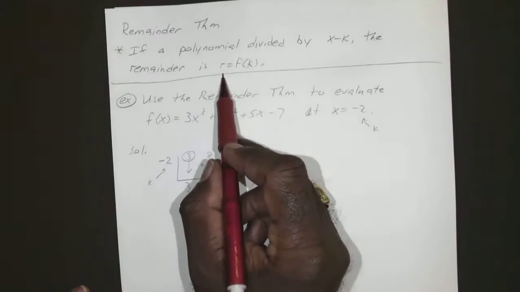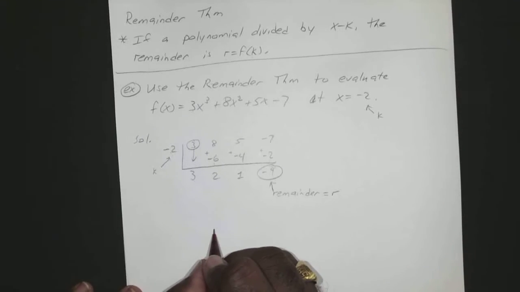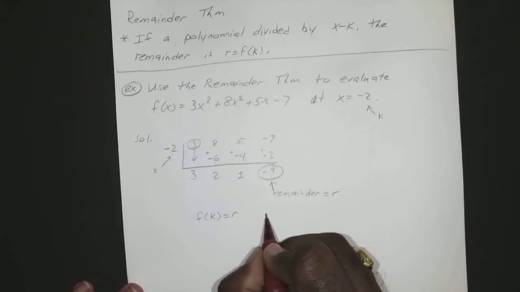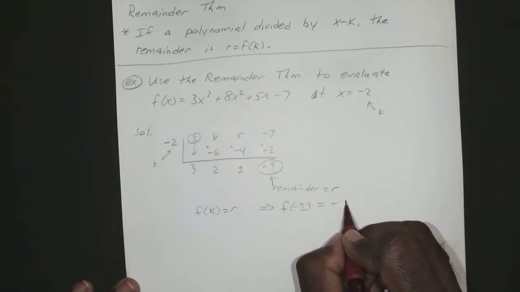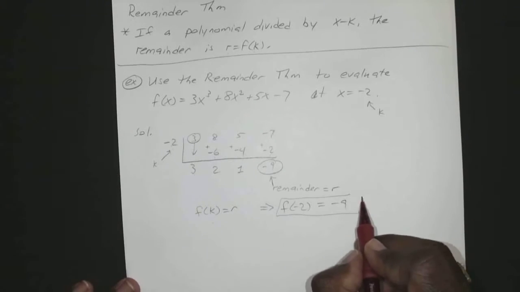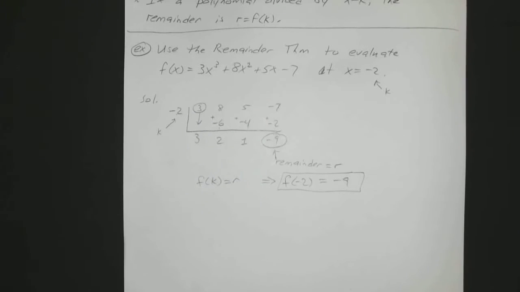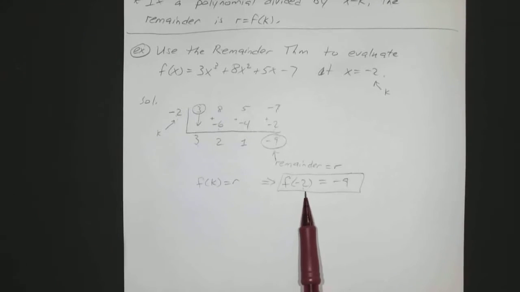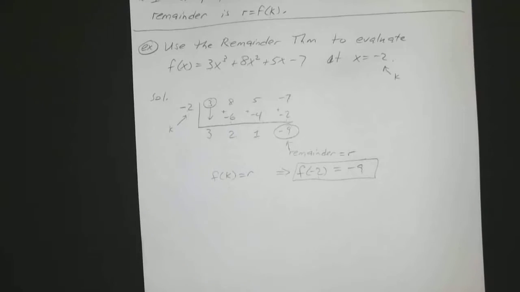Okay. So what this says is that r equals f of k, or f of k equals r. Okay. That means that f of -2 is equal to -9. All right. Now, it doesn't tell you anything else except that if you go to this graph and pick -2, that value is -9. And we can always double check it just by plugging in -2.